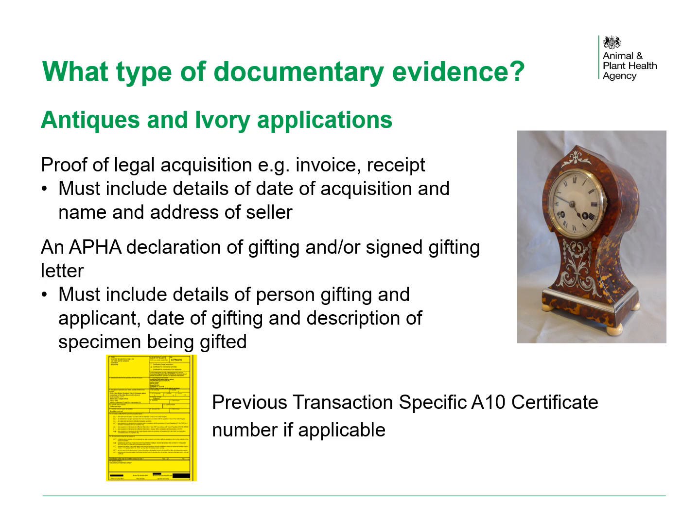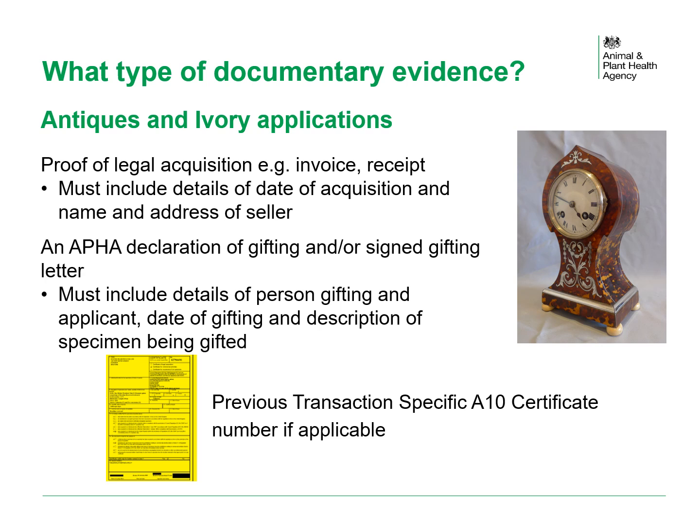If you are making CITES applications of any kind for antiques and ivory, you need to provide proof of legal acquisition, such as an invoice, a receipt, or a statement of acquisition, which must include the date of acquisition and the name and address of the seller, together with a description of the specimen.